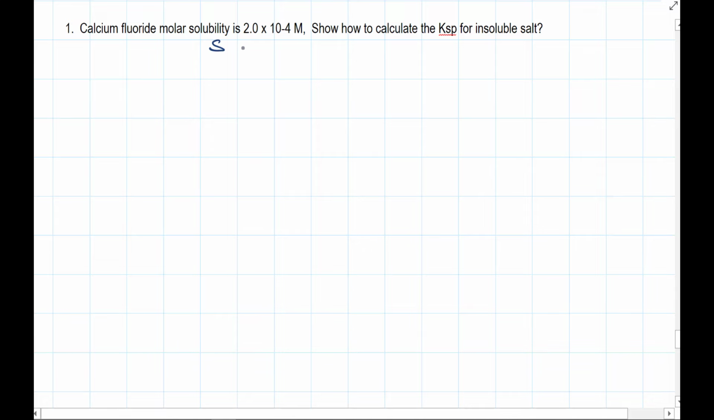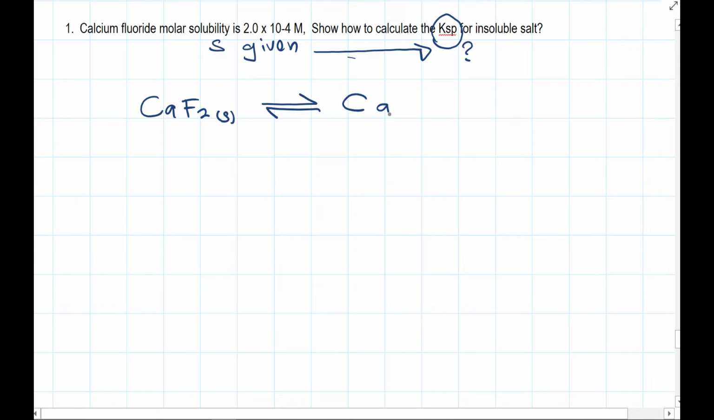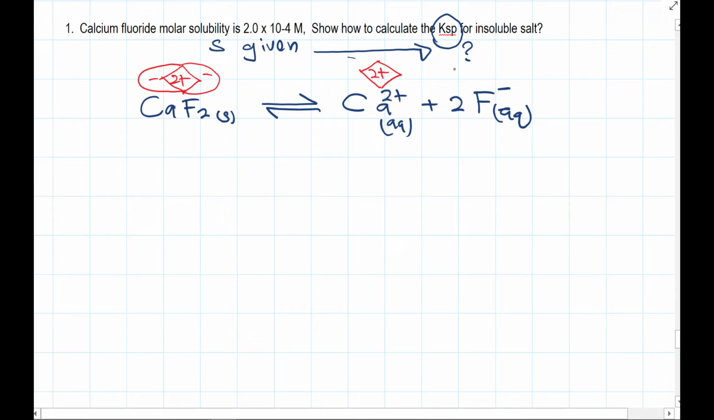Calcium fluoride molar solubility is given. So S is given and our question is Ksp. That's how you simplify the question, right? Typically we write the formula: calcium fluoride solid at equilibrium gives calcium 2 plus and 2 fluoride anions, aqueous, the ion products. You can also visualize the calcium 2 plus as something like a diamond, and the two anions are by the side. So there are two anions, two pieces, and one cation. That's something to visualize.